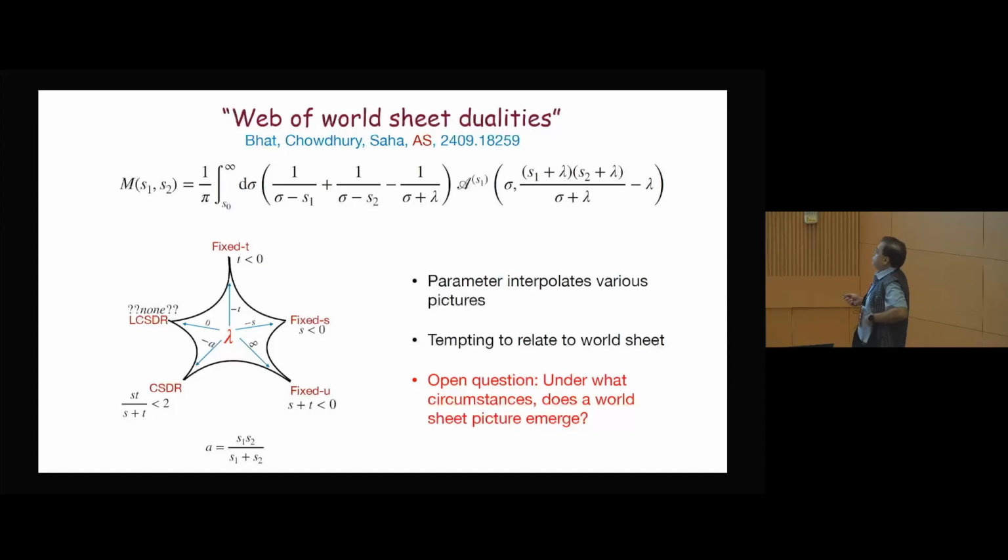And of course, once you have this parameter that gives you this kind of a picture, it's very tempting to think that maybe there is a way to ask the following question: how do you get a world sheet, or under what circumstance do you get a world sheet from the solutions of the bootstrap conditions?